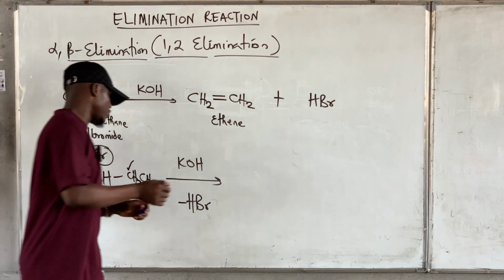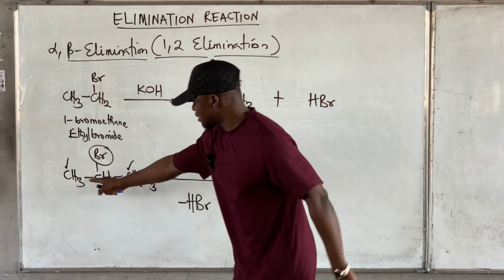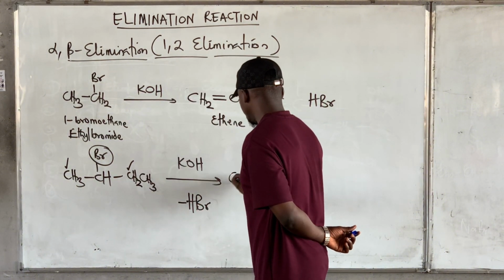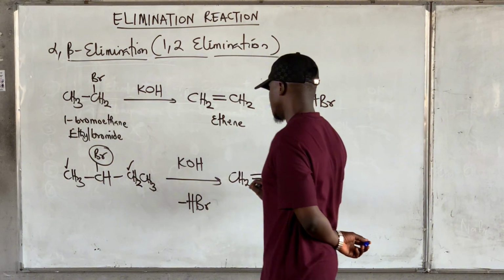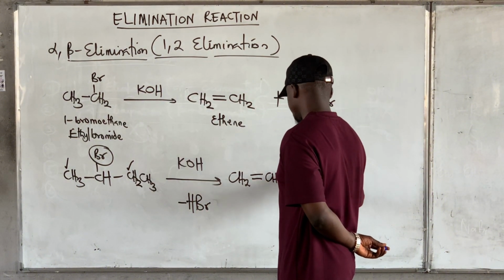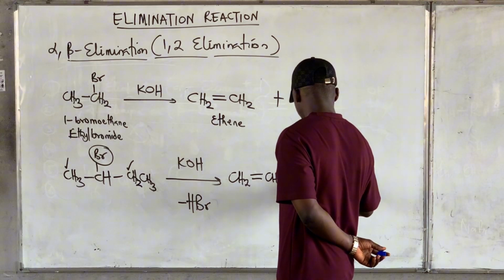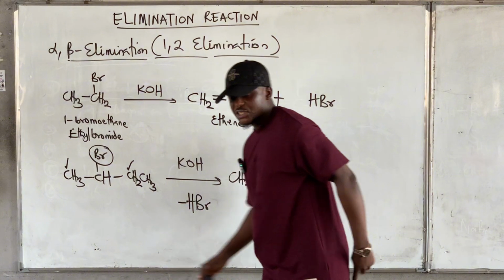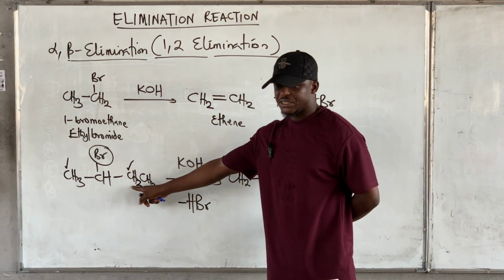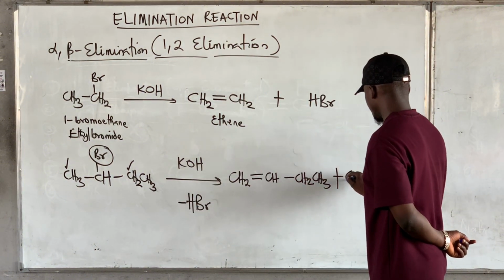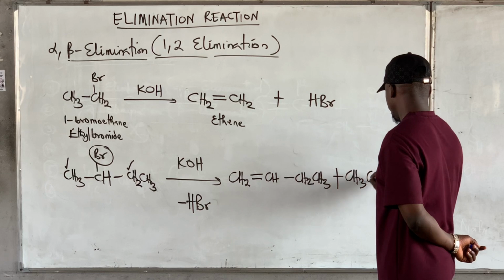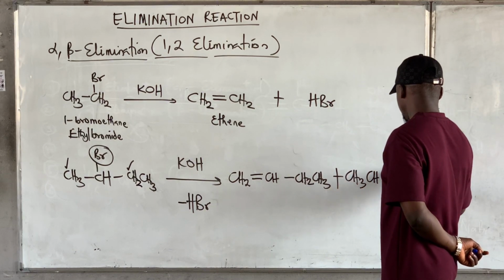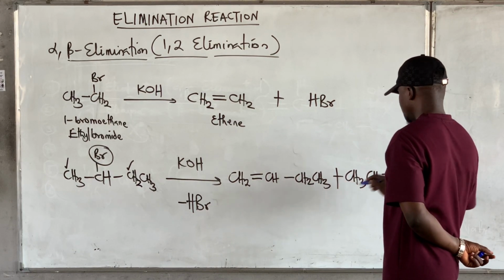Now, please look up. So the product will be the H. If you remove one H from here, this becomes CH2, CH, CH2. Now, this is the first product. If the H comes out from the other carbon, the second product will be CH3, CH, CH, CH3.